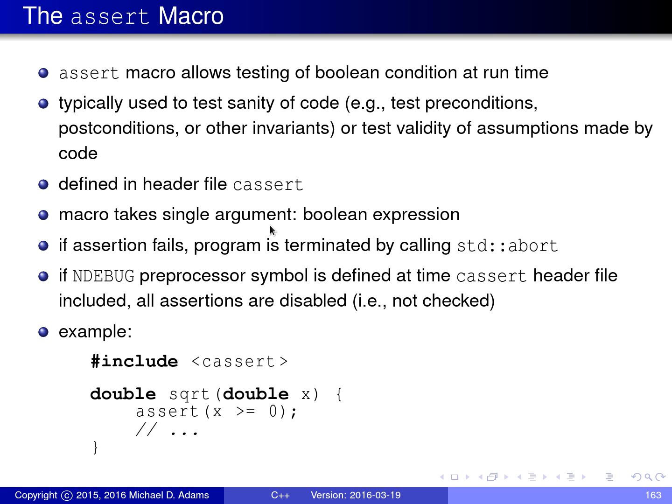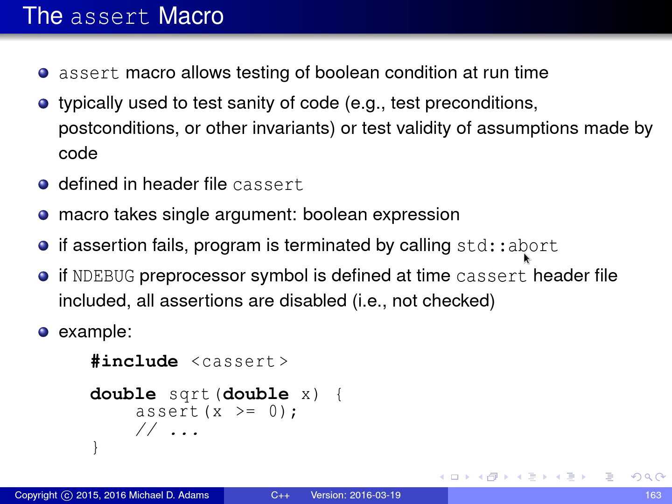So if the Boolean expression evaluates to false, this would be an indication that something is seriously wrong with the code, and probably the execution of the program should be terminated because something is really, really wrong with it. So if the condition provided to assert fails, in other words it is false, the program will be terminated by calling the abort function.